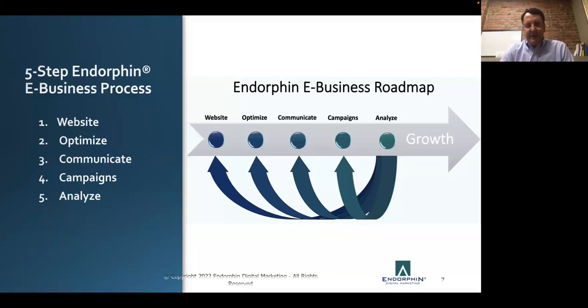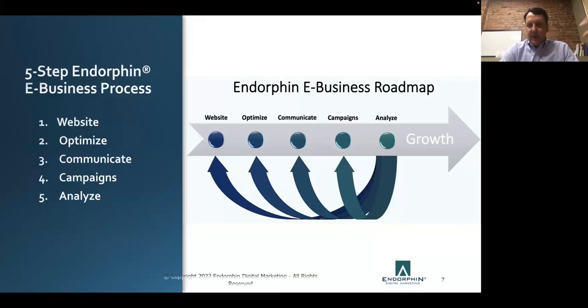So here's the 5-step model that we created. It's called the Endorphin e-business process, or e-business roadmap. This is really important because it helps you understand the different elements of sophisticated digital marketing, how it works, and how you go about managing it, implementing it, and getting better at it, because you've got to keep improving things or your competition is going to get all the new customers. We're going to go through these 5 steps in the rest of this presentation.